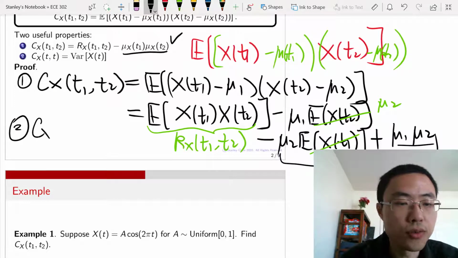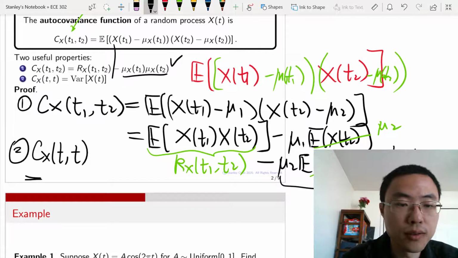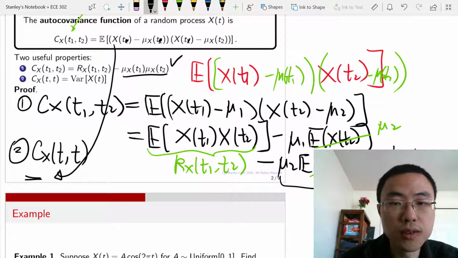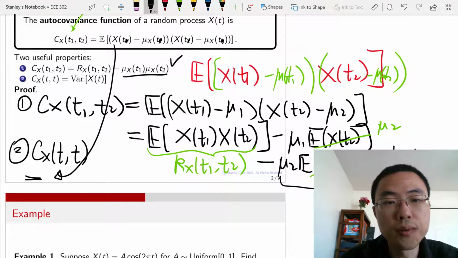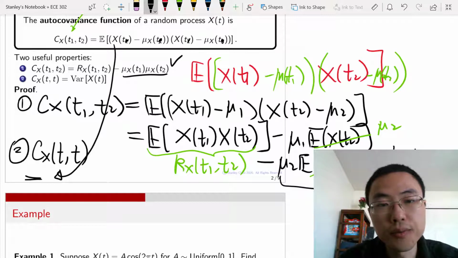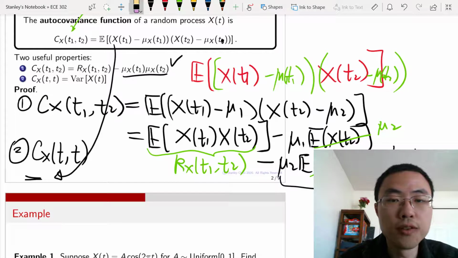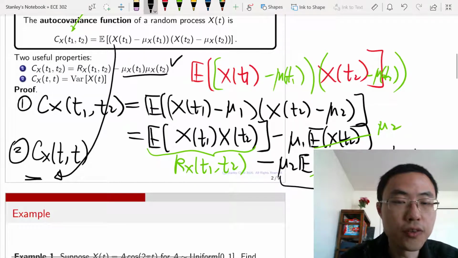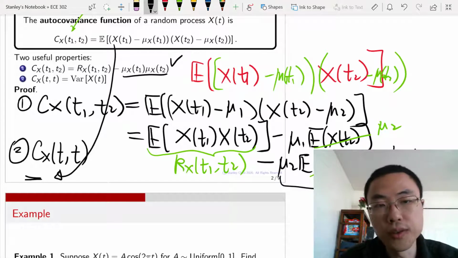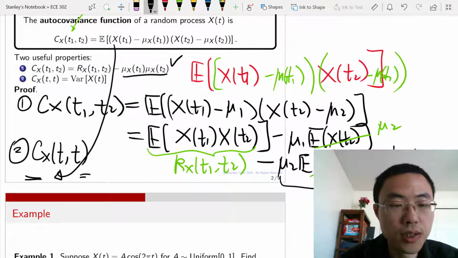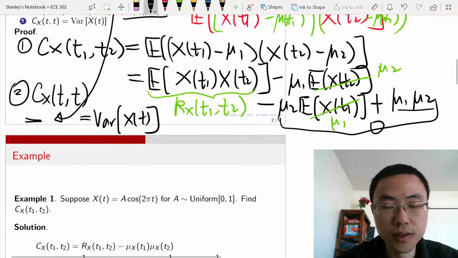The second statement is also very easy to prove. You have t and t, and therefore you are really looking at this thing here. If you put t for both t1 and t2, this is just the random variable at t, and this is the mean at t, and they're the same. Of course, that will return you the variance. That's just the definition of this autocovariance function. So if you put in t and t, this will give you the variance of the random process.